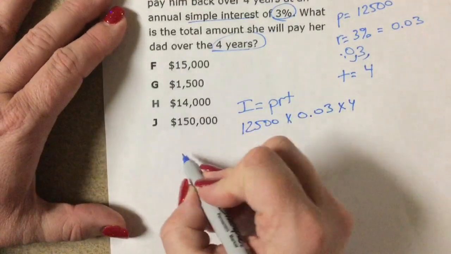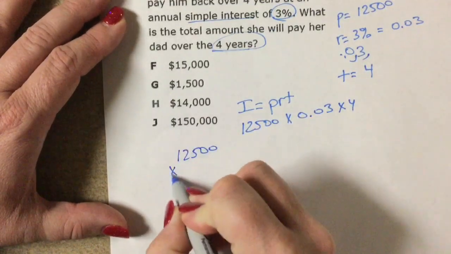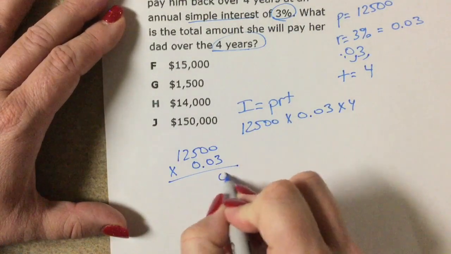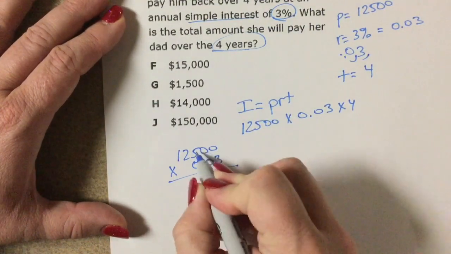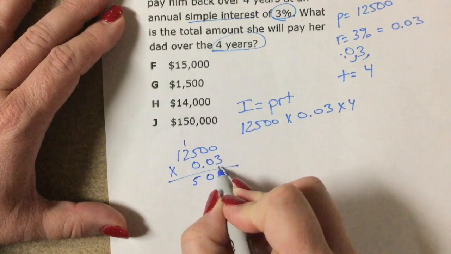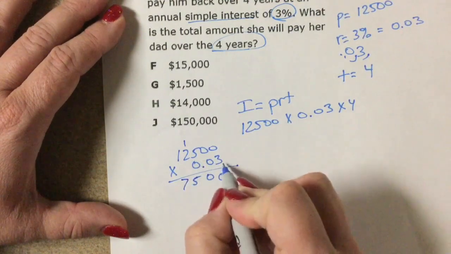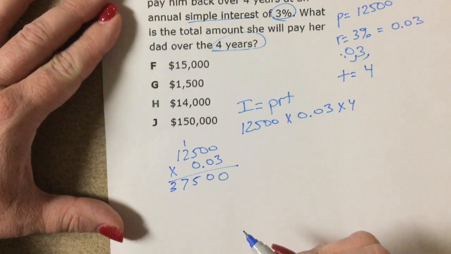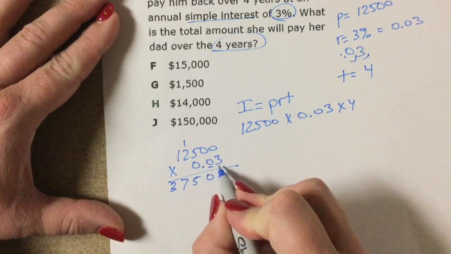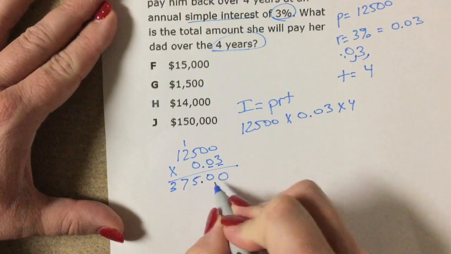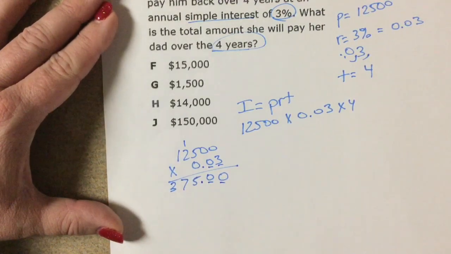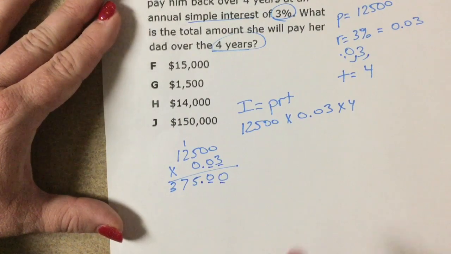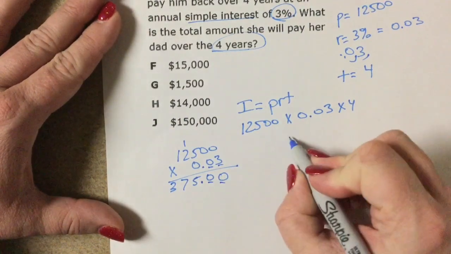Okay, so I have the 12,500 times the 0.03. 3 times 0 is 0, 3 times 0 is 0, 3 times 5 is 15, 3 times 2 is 6, plus 1 is 7, and 3 times 1 is 3. All right, so I got to put my decimals in the right spot. So I have 2 decimal places behind my decimal. I need 2 decimal places behind my decimal. So I have 375, and then I'm going to multiply that by my 4 years.